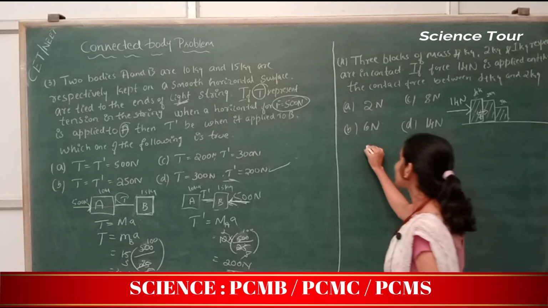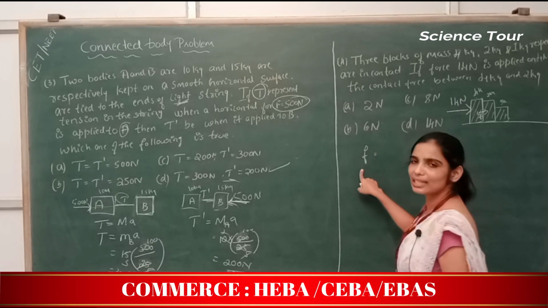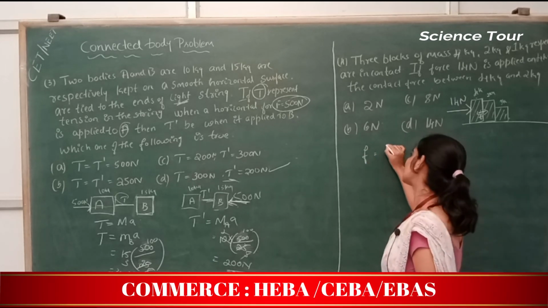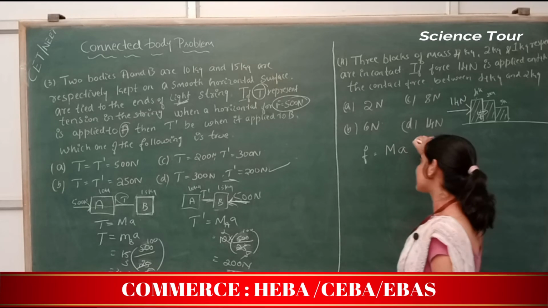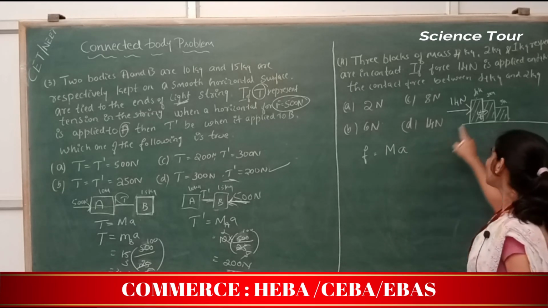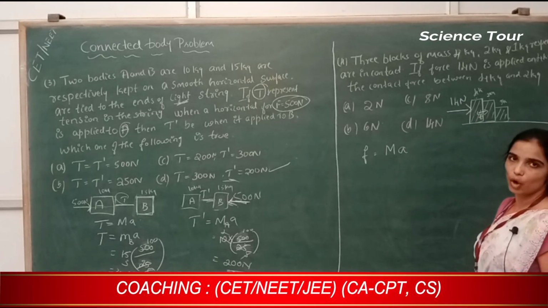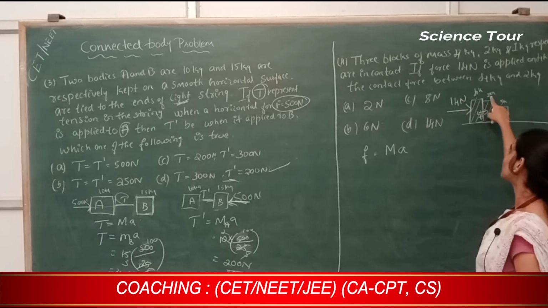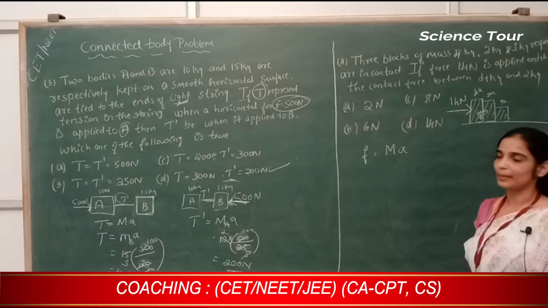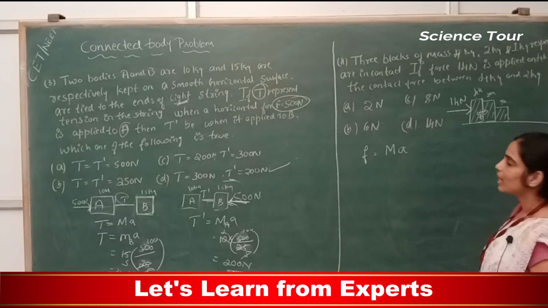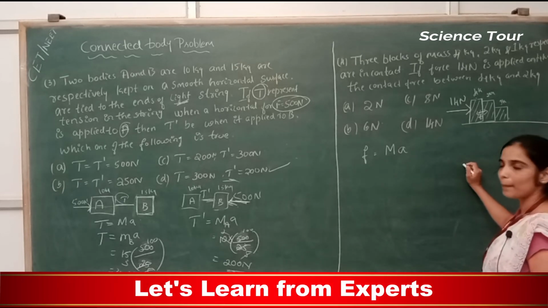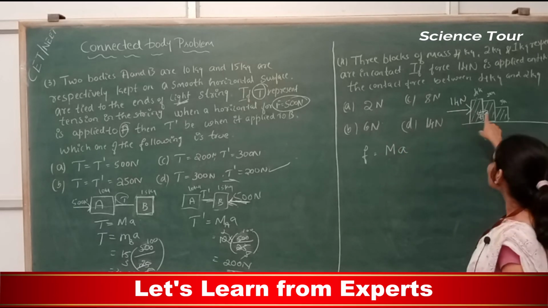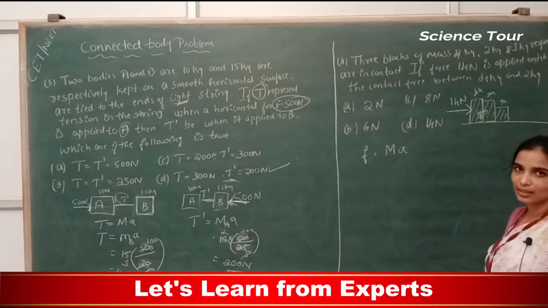What is the contact force equal to? Ultimately it is a force. Contact force is equal to some mass into acceleration. You know what the acceleration is, right? Force divided by total mass. Force is 14, total mass is 4 plus 2, 6 plus 1, 7. So 14 by 7 is the acceleration. Then which mass has to be considered here?